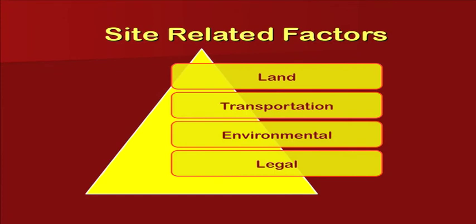Now, the site related factors are the availability of land, the transportation, and the environmental and legal concerns. Sometimes the land quality, in terms of price and in terms of connectivity, also poses a great challenge and an issue. Transportation, availability of public transportation, and unavailability of good highways or good roads to connect to the market are also challenges.